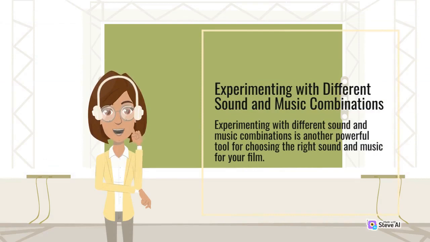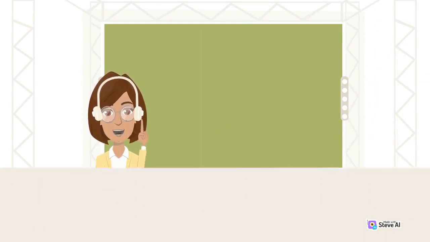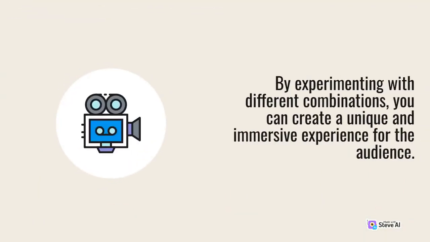Experimenting with different sound and music combinations is another powerful tool for choosing the right sound and music for your film. By experimenting with different combinations, you can create a unique and immersive experience for the audience.